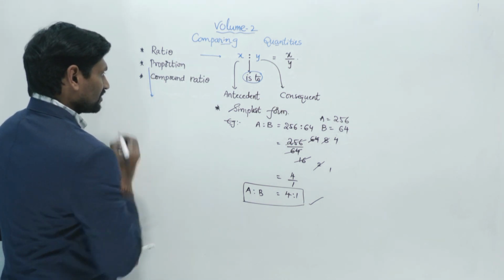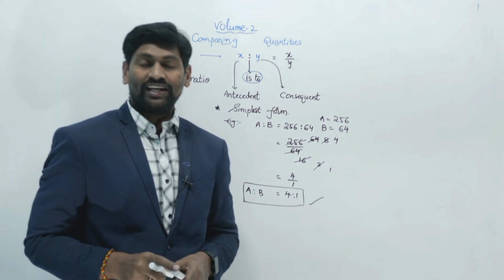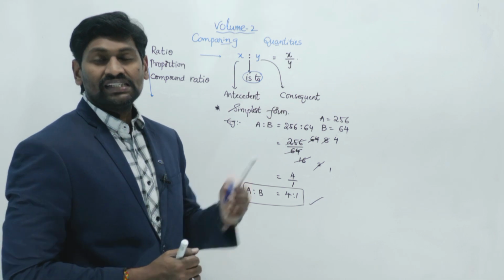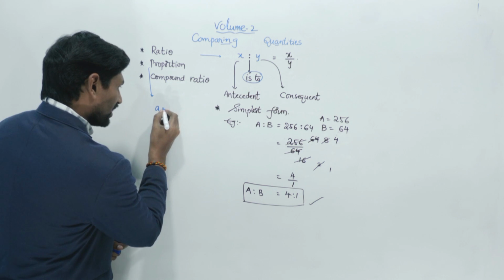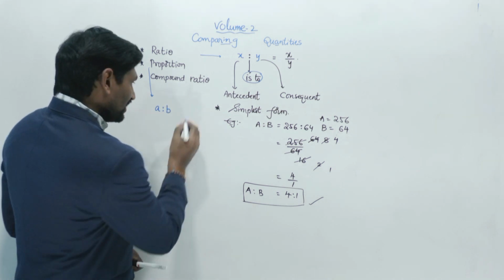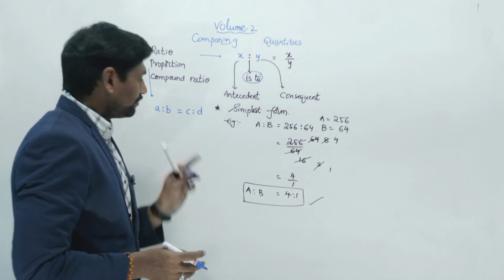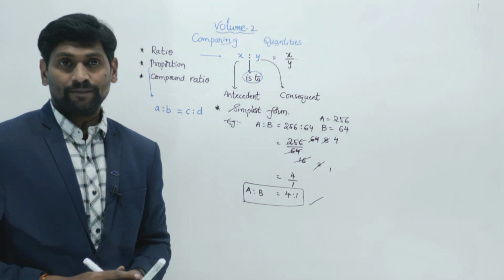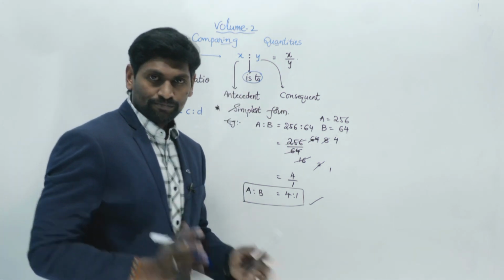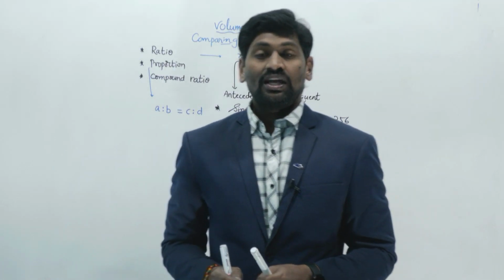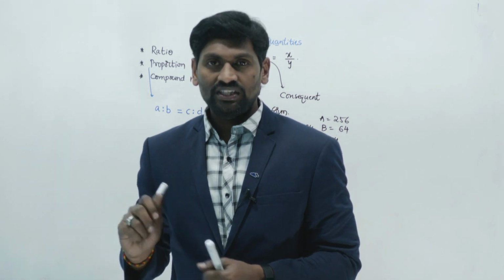Proportion means equality of two ratios. For example, A is to B is one ratio, C is to D is another ratio. If you keep the equal to symbol between these two ratios, we can say that they are in proportion. So simply, proportion is nothing but equality of two ratios. Clear?